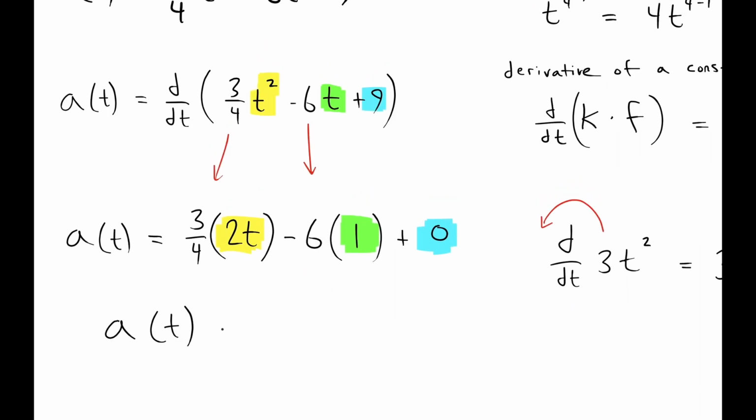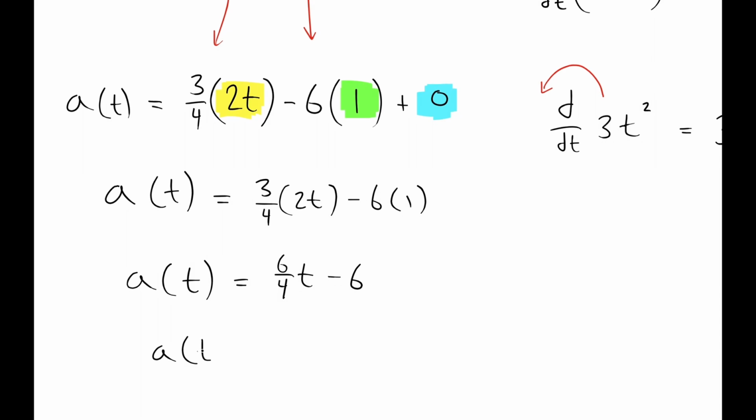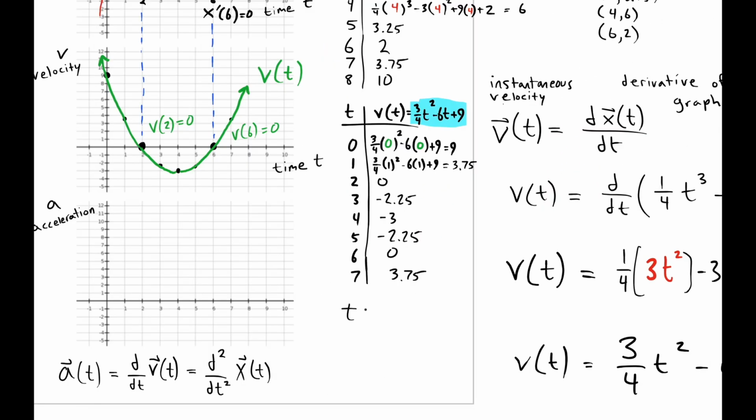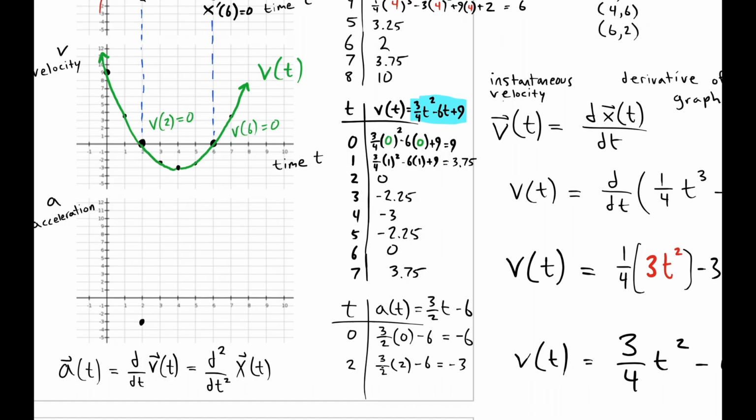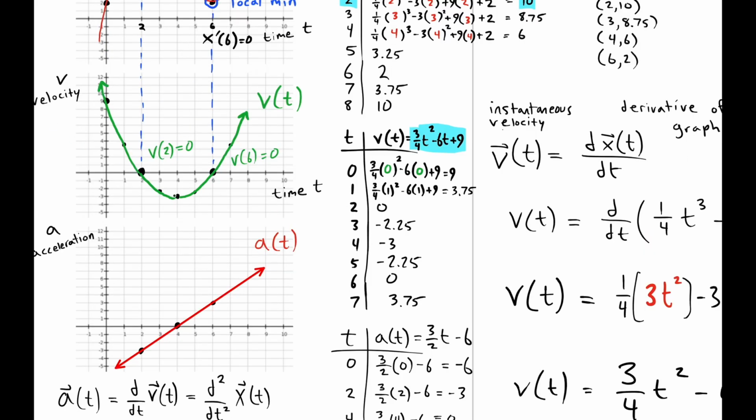So our acceleration function is linear. It's going to be 6/4 t minus 6, which simplifies to 3/2 t minus 6. Now, not surprisingly, when we have a local min for our velocity, that corresponds to the acceleration being 0.